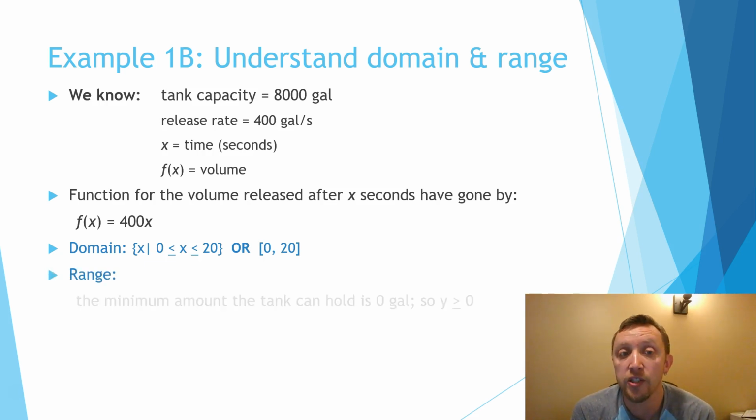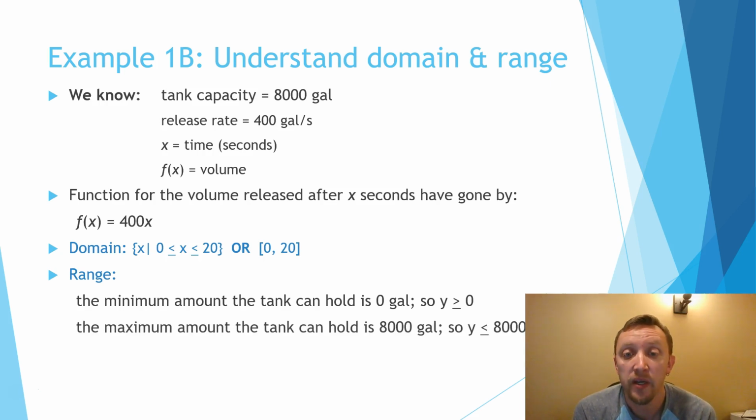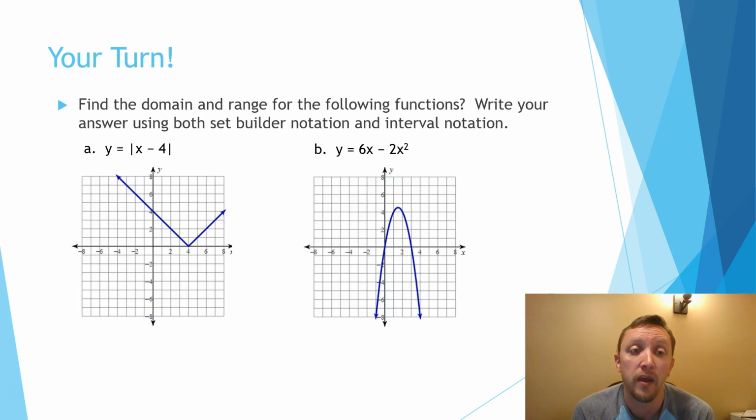Now let's look at the range. The minimum amount the tank can hold is 0 gallons of water. The maximum it can contain is 8,000 gallons. So the range would simply be from 0 to 8,000 gallons. Okay, and 0 and 8,000 would be included, so we would use brackets there if we were doing interval notation.